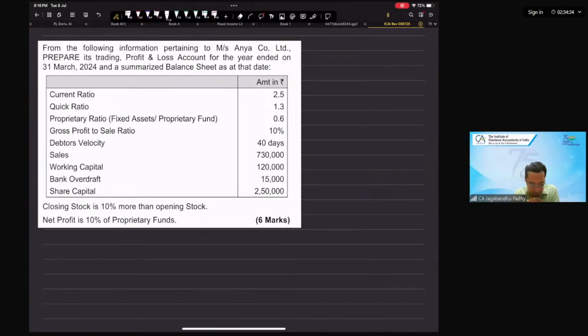Okay, so this is data pertaining to Anya Company Limited. Prepare its trading P&L account for the year ended 31st March 2024 and a summarized balance sheet. You have current ratio, quick ratio, proprietary ratio, gross profit to sales, debtors velocity, which is nothing but debtors collection, sales, working capital, bank OD, share capital. Closing stock is 10% more than the opening stock. Net profit is 10% of the proprietary funds.